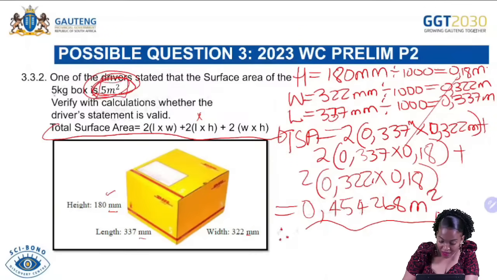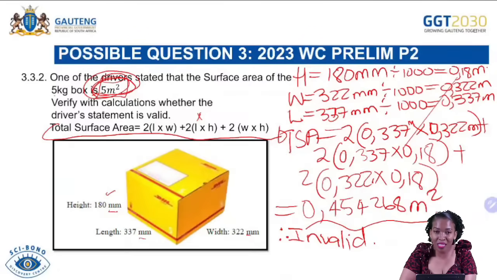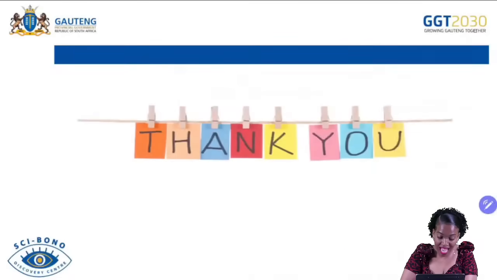Therefore, the driver statement is invalid because it is not 5 square meters, but rather it is 0.454268 square meters. So guys, you don't say he is lying. You say he is invalid. It's either valid or invalid, but we never say they are lying.